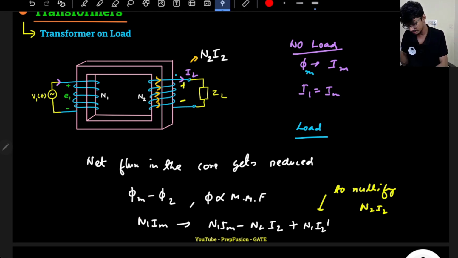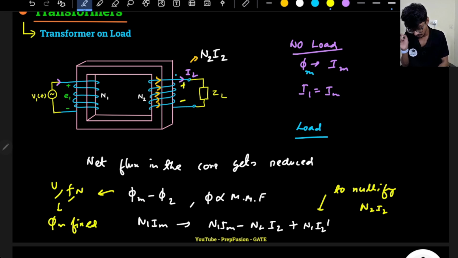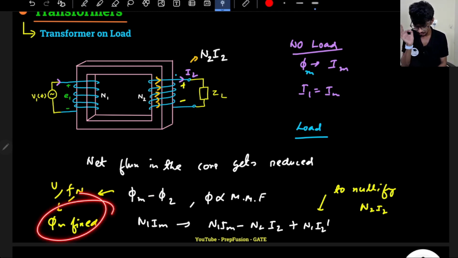Why? Because at the starting itself I have repeated many times that if voltage is fixed, if frequency is fixed, if number of turns is fixed, that means my phi m will be fixed. Haven't I repeated this many times? Because I know you will have this confusion: why sir, why do we keep phi m fixed? If voltage, frequency and number of turns are fixed, then phi m will be fixed no matter what. So that's why we have to fix the flux in the core.